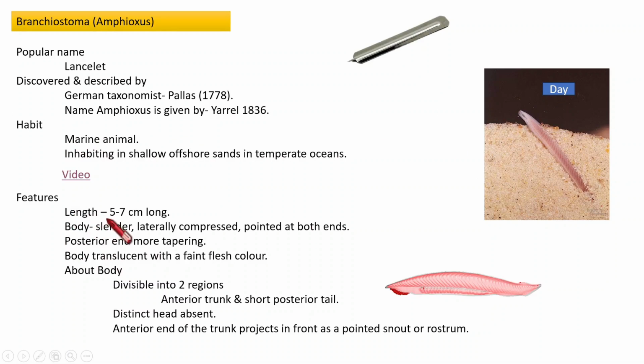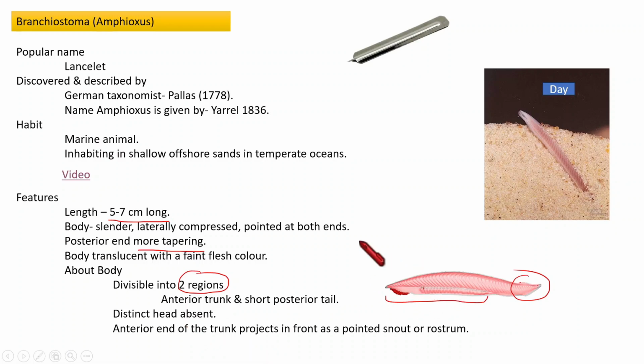Then regarding the other features, its length is 5 to 7 centimeters, and the body is slender, laterally compressed and pointed at both ends. The posterior end is more tapering. The body is translucent, somewhat transparent, and the color is faint flesh color. The body we can divide mainly into how many regions? Two regions: an anterior big trunk region and a short posterior tail. So these are the two divisions.